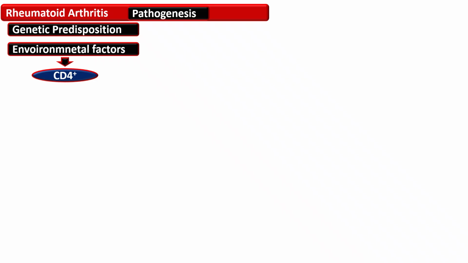As far as the pathogenesis of rheumatoid arthritis is concerned, this autoimmunity is started by CD4 helper T cells, and as in other autoimmune diseases, the predisposing factors can be genetic and environmental, which are responsible for the course of the disease, including its development to persistence.